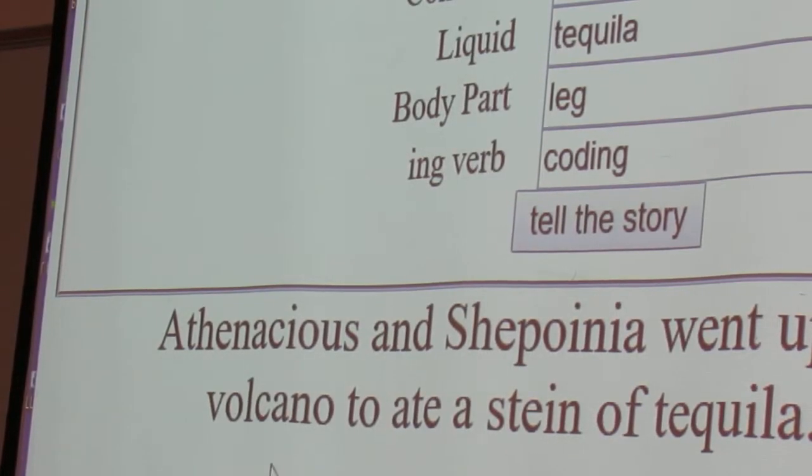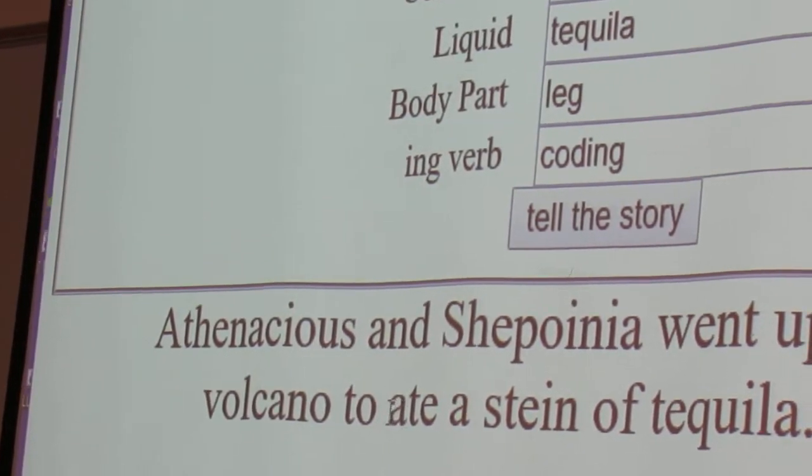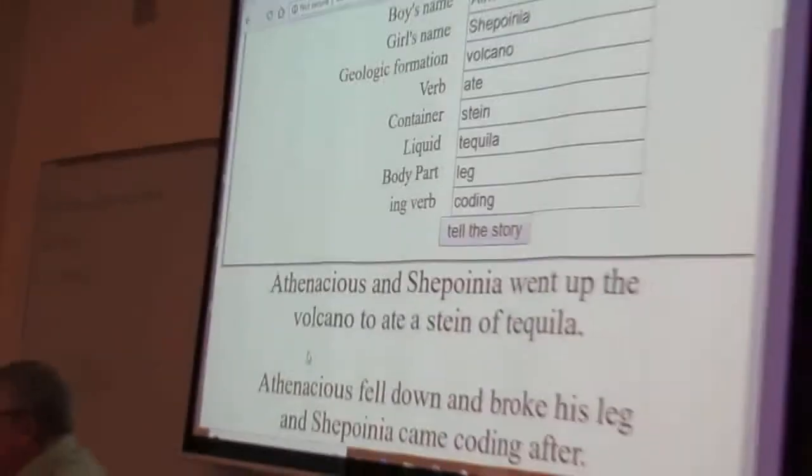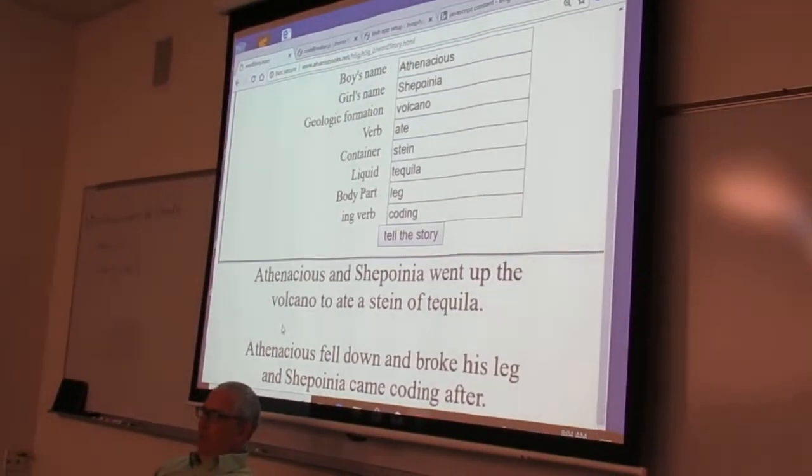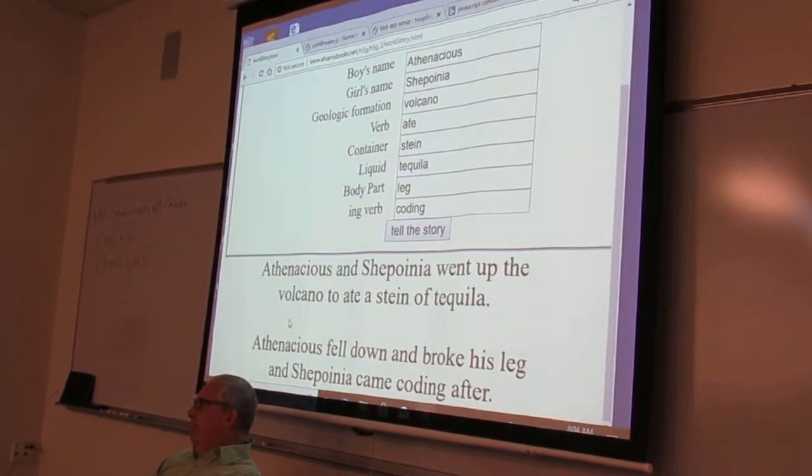Athanasius and Chaponia went up the volcano to eat a stein of tequila. Athanasius, that's why I wouldn't do Jack and Jill. Yeah. Athanasius fell down and broke his leg, and Chaponia came coding after.